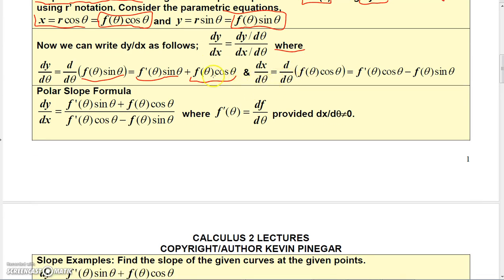Okay, so now since we know that dy/dx is (dy/dθ) over (dx/dθ), we can put dy/dθ on top and dx/dθ on bottom, and that will give us the polar slope formula, where f′(θ) is the derivative of f with respect to θ. And again, we have to make sure that as long as the denominator dx/dθ is not 0, we'll be able to get this slope formula.